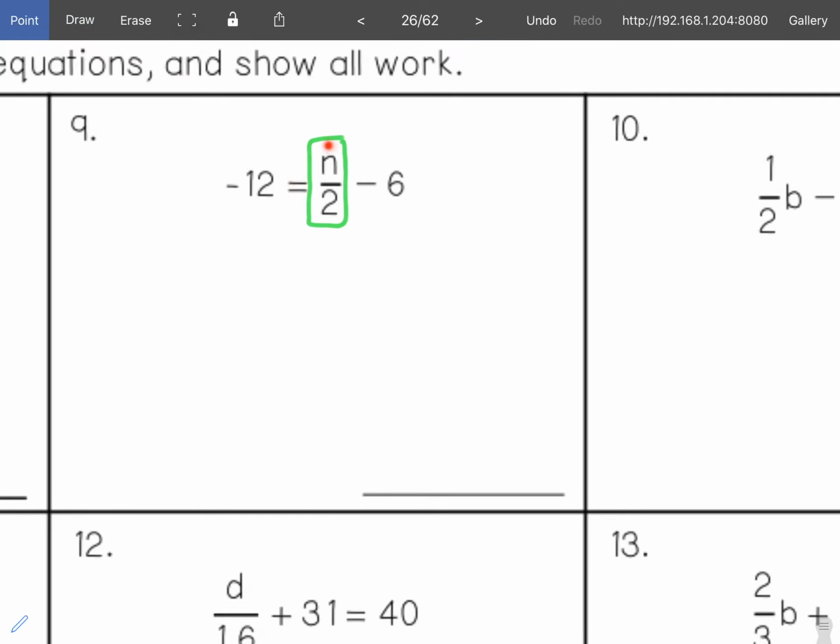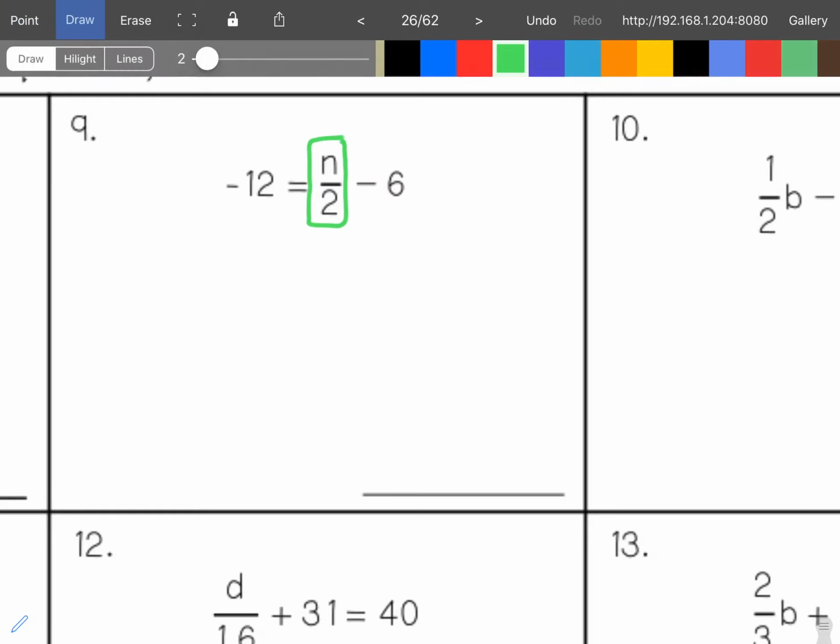So therefore, the only other option, here's the equal sign, here's the variable. The only other thing on that side you're working where the variable is this minus 6. So what is the inverse of minus 6? Should be to add 6. So we're going to add 6 here, find the equal sign, go to the other side and add 6 over there. All right, negative 12 plus 6 is going to be negative 6 equals, bring down your n divided by 2, and then a negative 6 and a positive 6 makes 0.